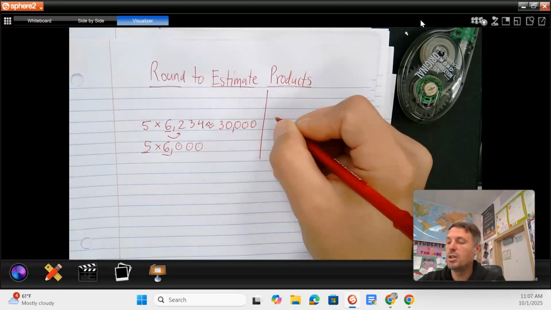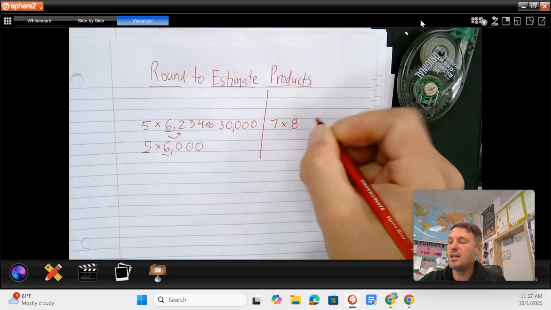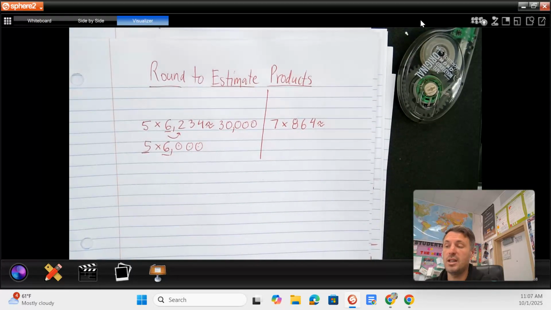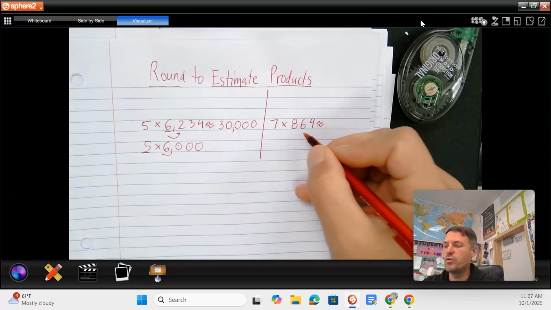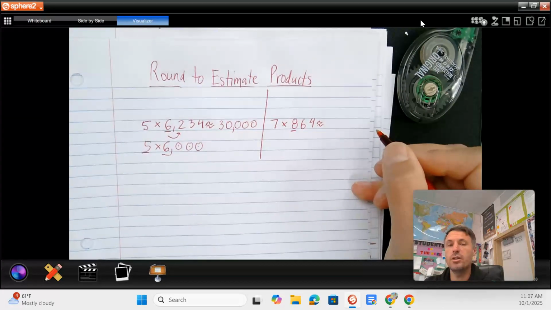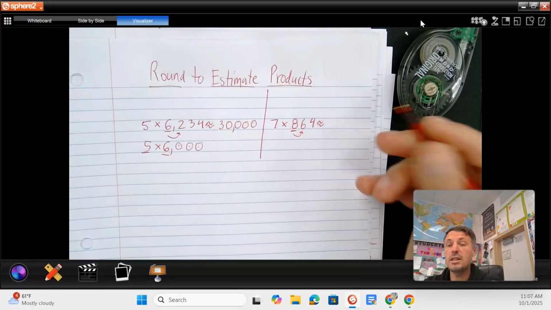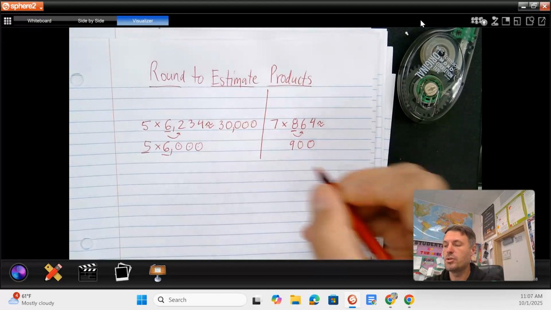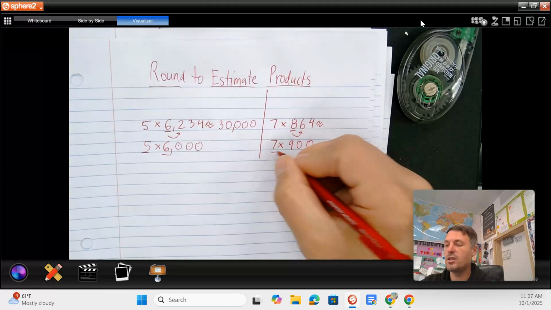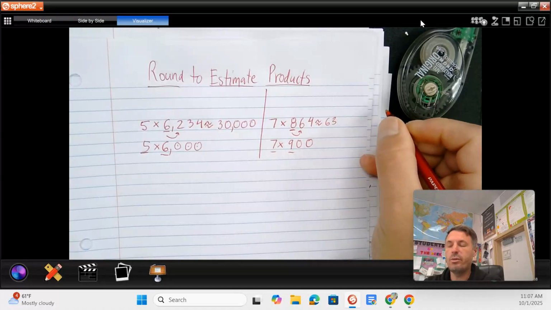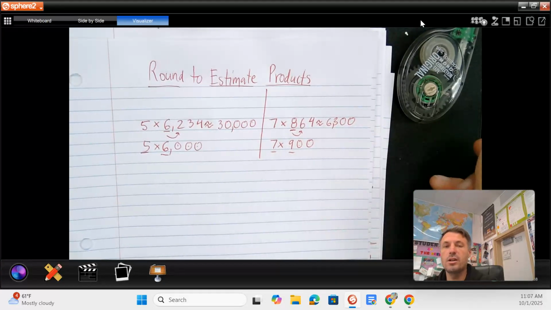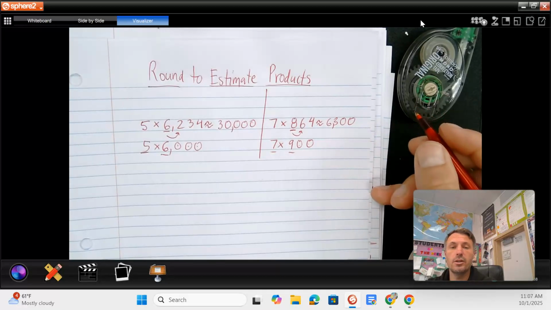Let's do another example. Let's say we have 7 times 864. But we don't need the exact answer, we just need an answer that's around the exact answer, or an estimate. So we round 864 to the greatest place value position, which is the hundreds place. So the 8 asks the 6 for a raise, the 6 says yes. So that 8 becomes a 9, and everything to the right becomes zeros. So now we're going to multiply 7 times 9, and 7 times 9 is 63. Now we just have to take these 2 zeros here in the factor and drop them to the right of the product. So 7 times 864 is about 6,300.